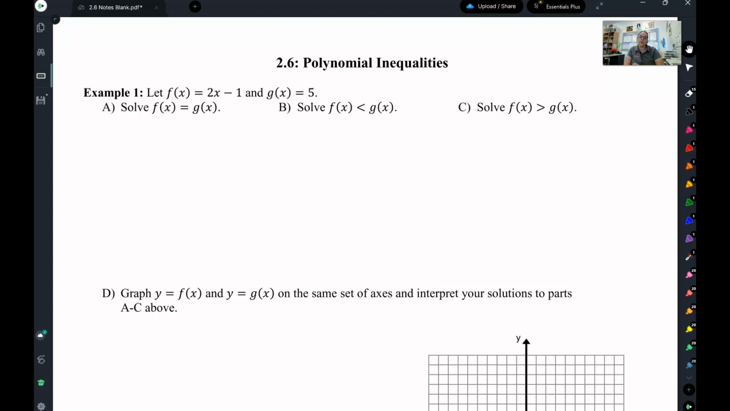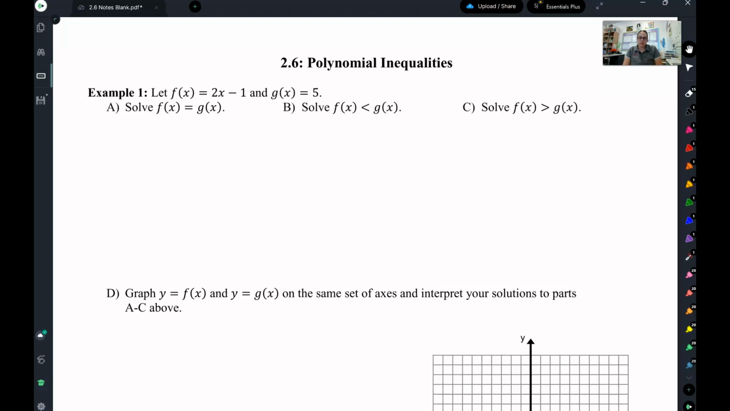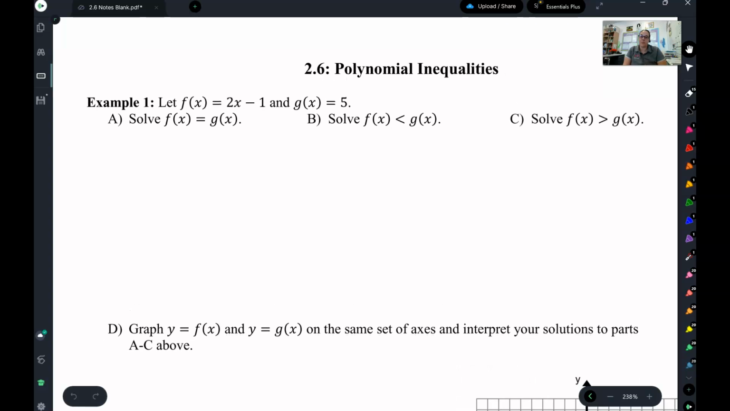In this lesson, we're going to talk about inequalities. So first we're going to do example 1. In example 1, this should be mostly a review problem. So we're going to talk about solving inequalities by hand first.